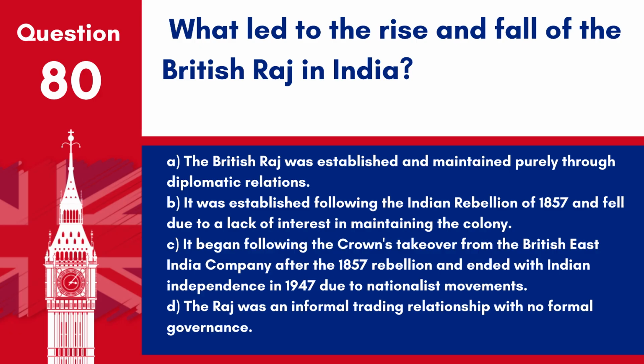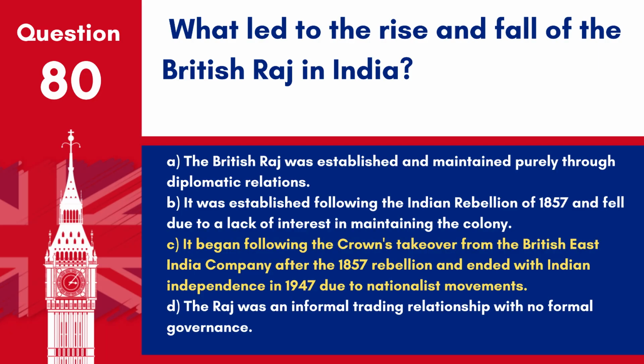A. The British Raj was established and maintained purely through diplomatic relations. B. It was established following the Indian Rebellion of 1857 and fell due to a lack of interest in maintaining the colony. C. It began following the Crown's takeover from the British East India Company after the 1857 rebellion and ended with Indian independence in 1947 due to nationalist movements. D. The Raj was an informal trading relationship with no formal governance.